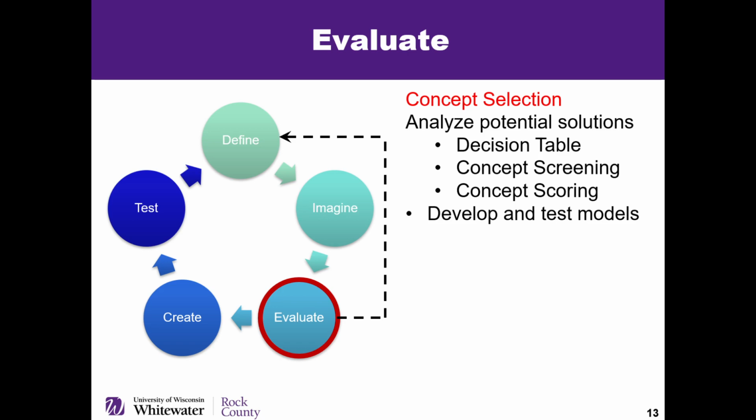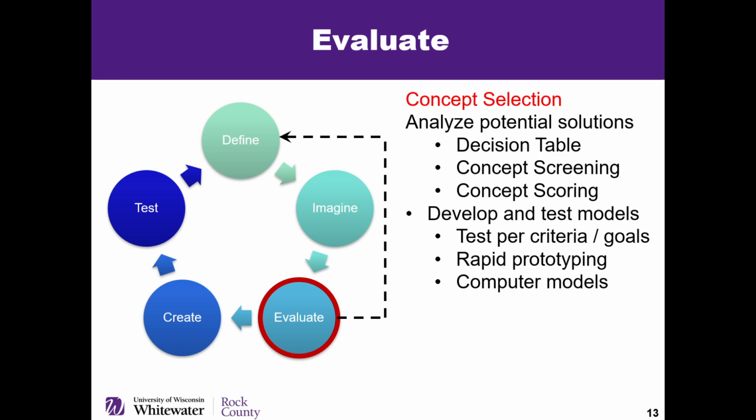And then you'll want to develop some test models or prototypes, and they should match the criteria and the goals for how we're going to test it. We can use different methods like rapid prototyping. Everybody's heard about 3D printing. That's one method of rapid prototyping, but you could do other types of prototyping. You could do it through computer modeling, computer simulation, CNC modeling, all sorts of different ways we can model up products.